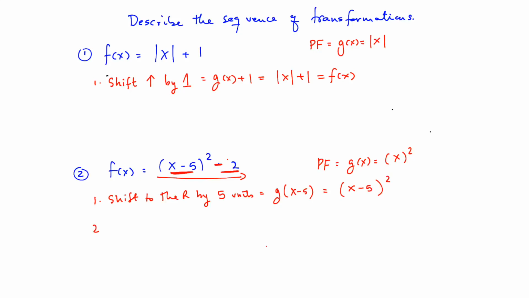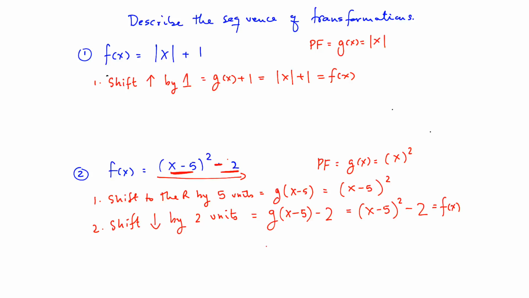And then my next move, now that I've done the horizontal movement, I can focus my attention on the vertical movement. It's minus 2. That means I'm going to shift down by 2 units. So again, I have g of (x minus 5) minus 2, which would mean I have (x minus 5) squared minus 2, which is what f of x is.